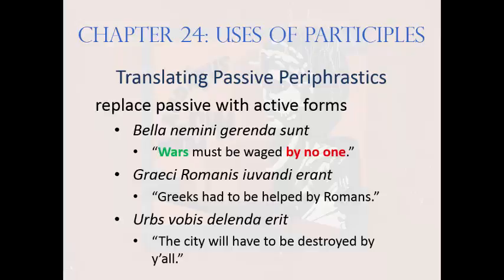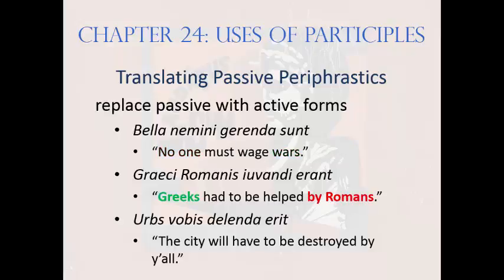Well, take the subject in green and make it the direct object. Then take the agent in red and make it the subject. The result is, no one must wage wars, or no one ought to wage wars. Next sentence. Graeci Romanis iuvandi erant. Literally, the Greeks had to be helped by the Romans.